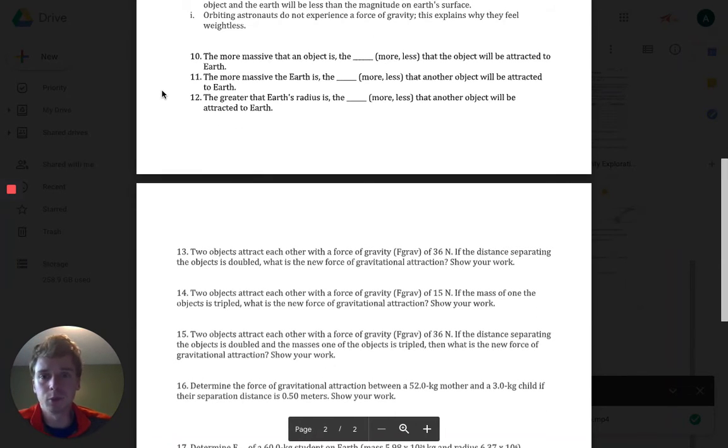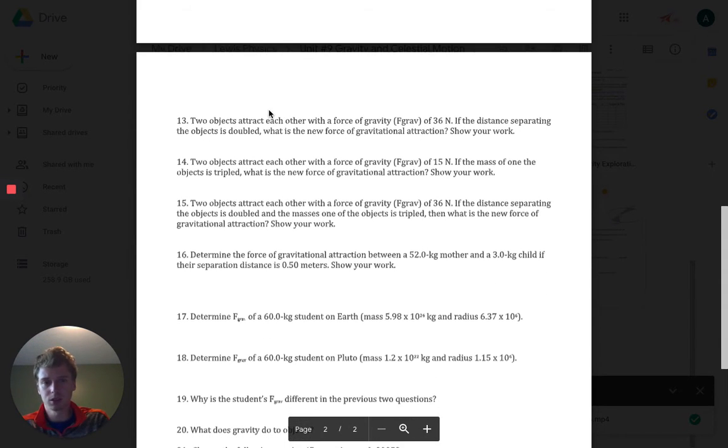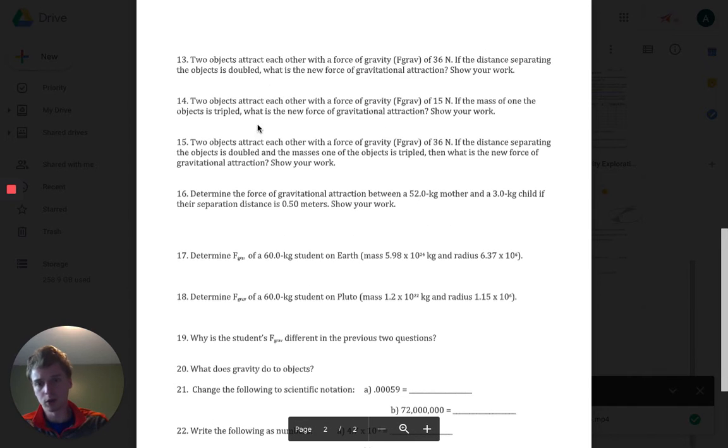10. The more massive an object is, the more that the object will be attracted to the Earth. The more massive the Earth is, the more that another object will be attracted to it. And then number 12, the greater that the Earth's radius is, the less that another object will be attracted to the Earth. Really, you're increasing the distance for number 12.